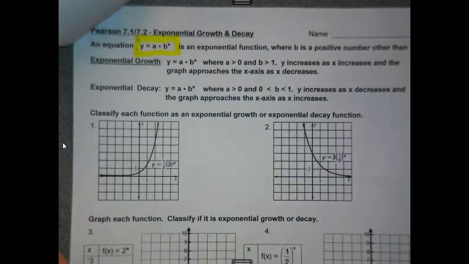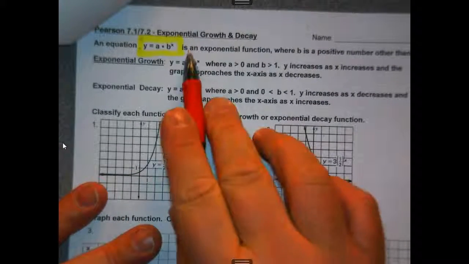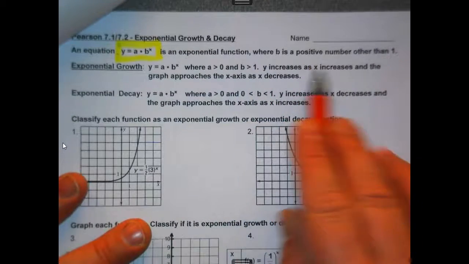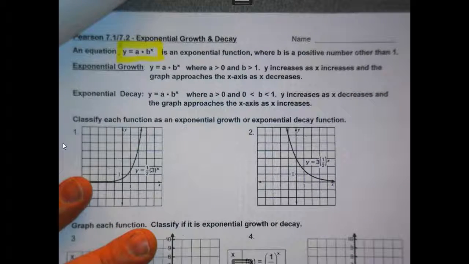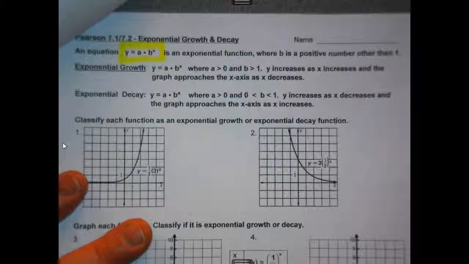So eventually we're going to be doing transformation. All right. Now, this is an exponential function where b is a positive number other than 1. Because if we had 1 there, we wouldn't have a function, right? 1 to the x is just 1.